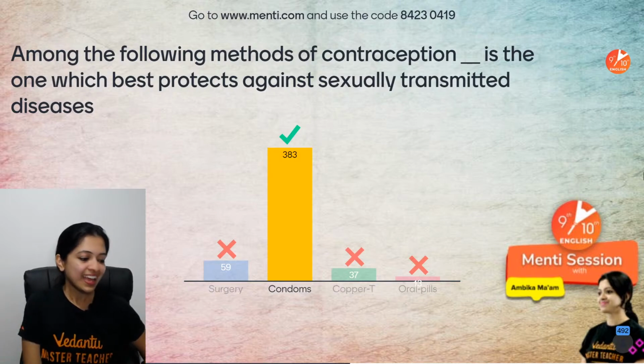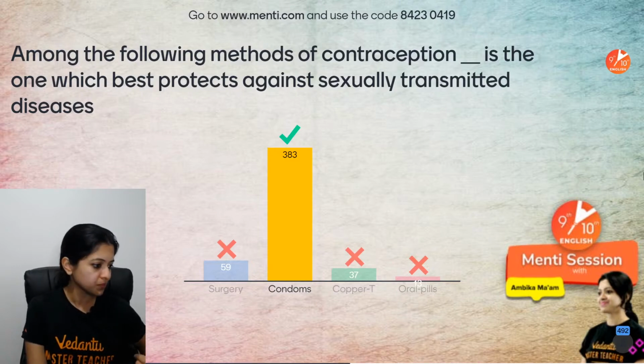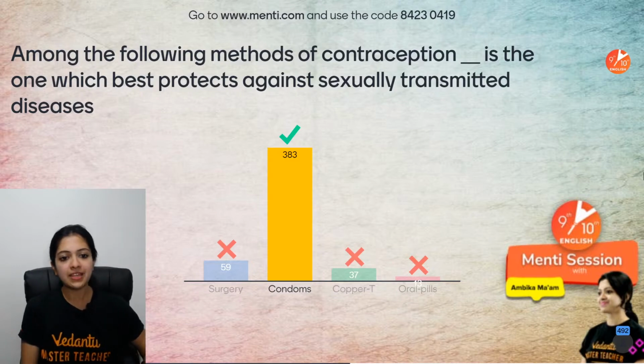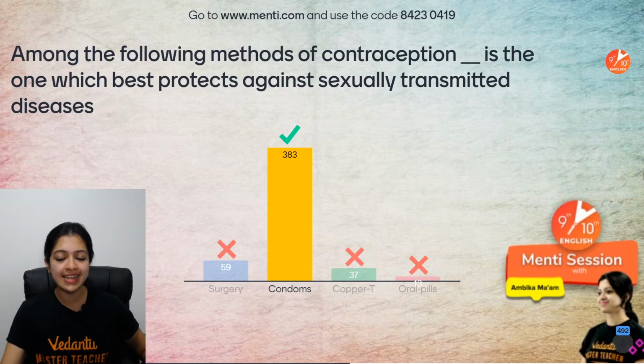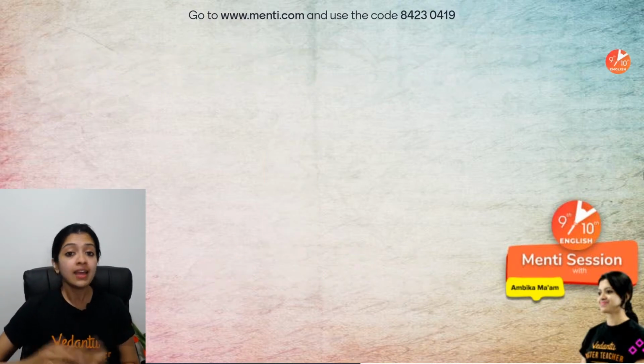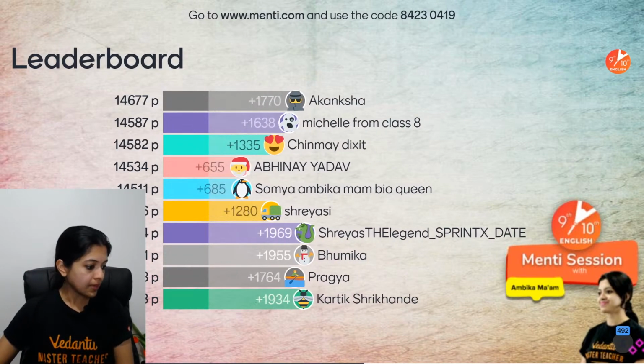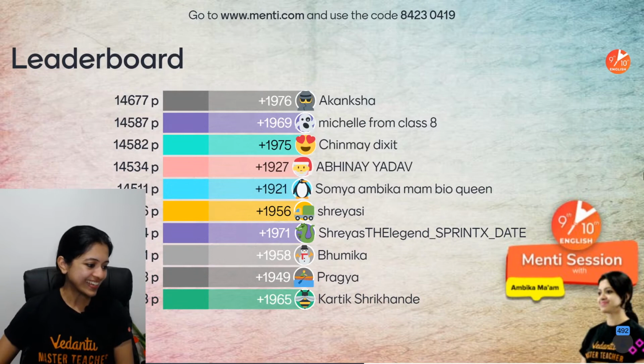All right. And here it is. The answer would be condoms. Very much, the answer would be condoms. Because condoms act not just as a physical or mechanical barrier during the sexual act, but also as a very good protection against sexually transmitted diseases like AIDS. Okay, exactly. So we move ahead to the next one.